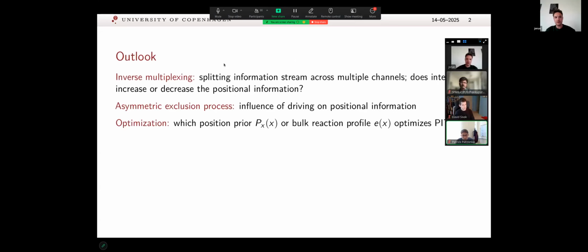So for the future, we want to do some things like studying interacting particle models, or because this exclusion process is very easily extendable to asymmetric ones, we are also investigating this one, or optimizing the prior position profile with the bulk reaction profiles, because now we assume them to be uniform, but they can basically be anything.